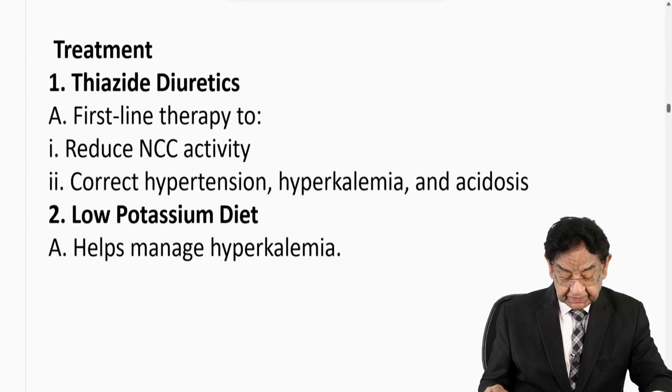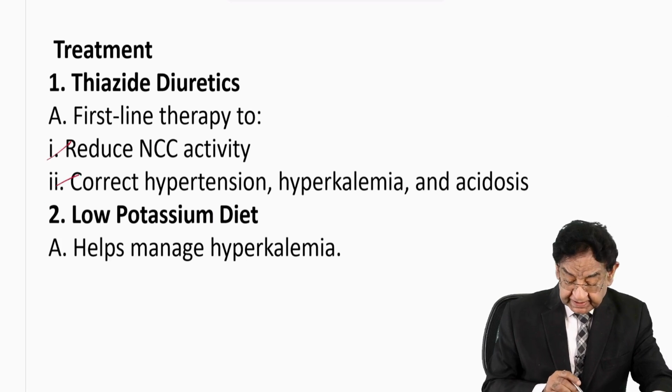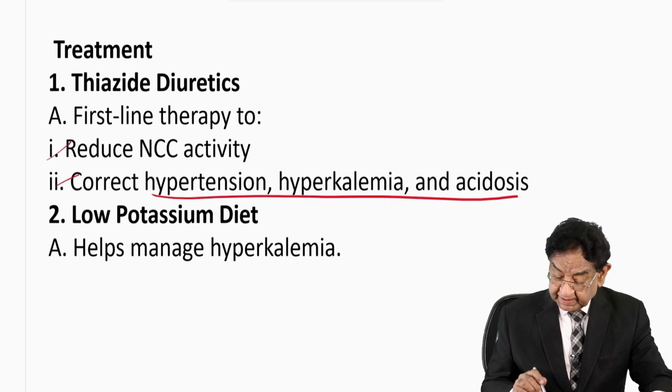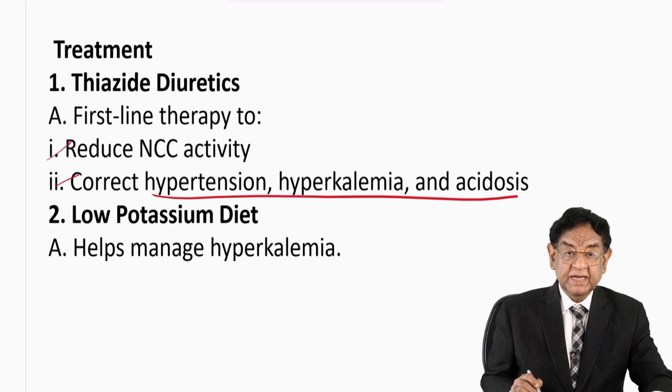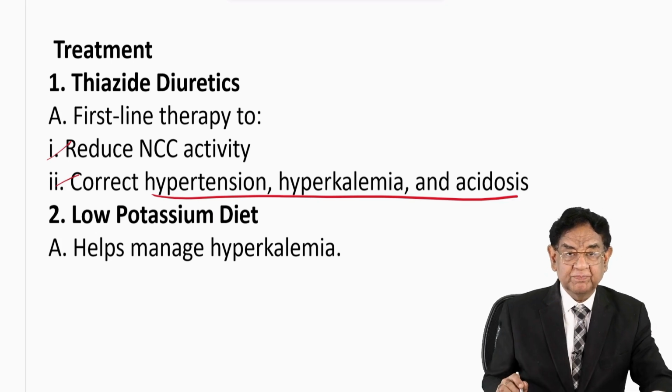How to treat? Thiazide diuretics. The first line therapy to reduce NCC activity and correct hypertension, hyperkalemia, and acidosis. Now, again, I have a question for you. Why thiazide? Why not furosemide, or why not spironolactone? Write down the answer in your copy.